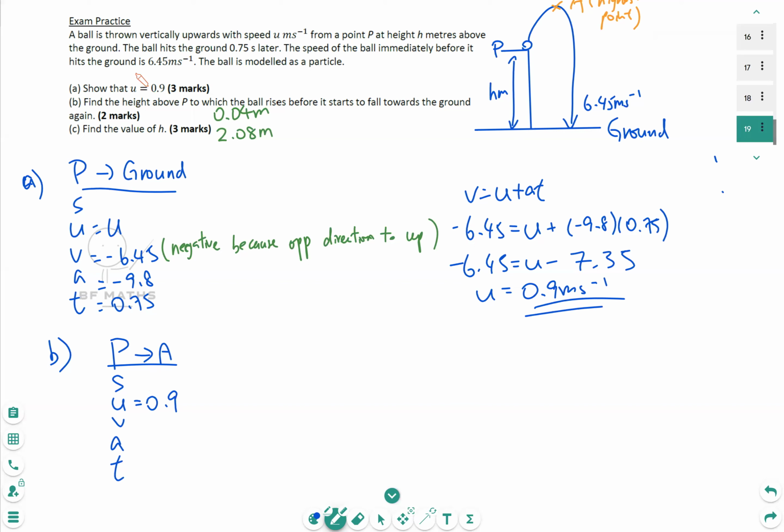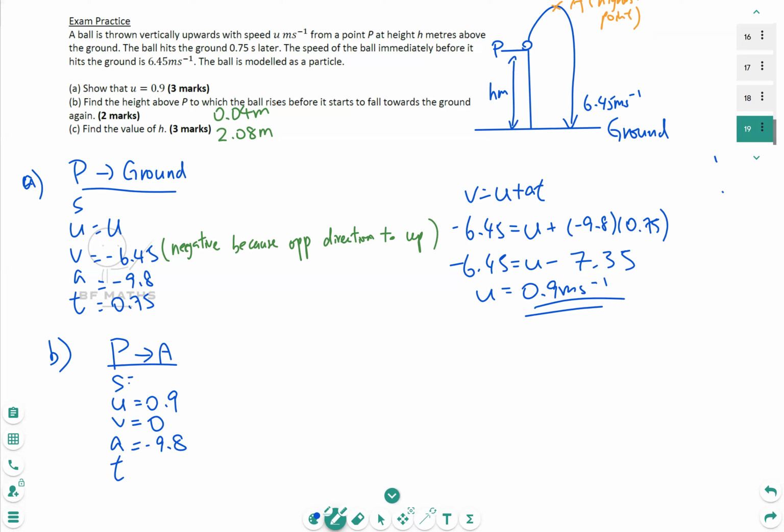Now, exam technique: even if you can't do part A, you can still do part B because you know U is 0.9. They give you U equals 0.9 to give you a bit of security, so that not all the marks are lost just because you can't do part A. Final velocity: A is the highest point, so V is 0. A is still minus 9.8.